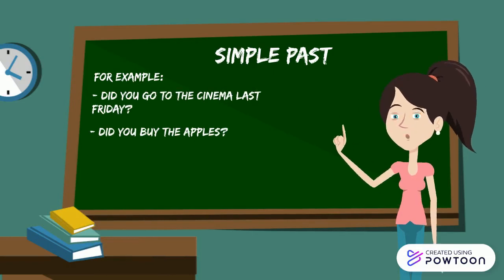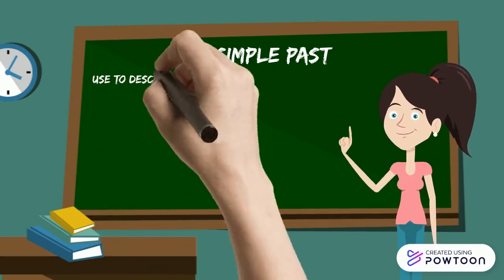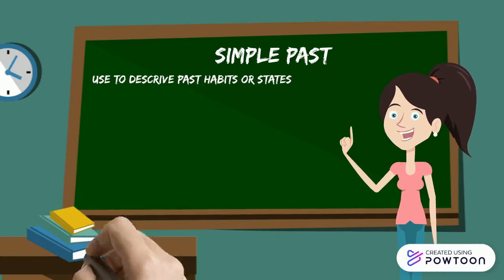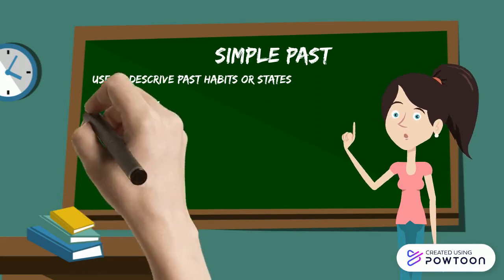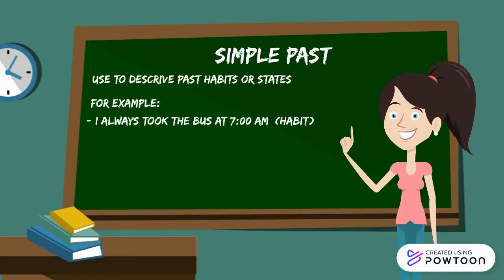Also, the past simple is used to describe past habits or states. A time expression is usually necessary for this. For example, I always took the bus at 7 a.m. I worked in London for many years.